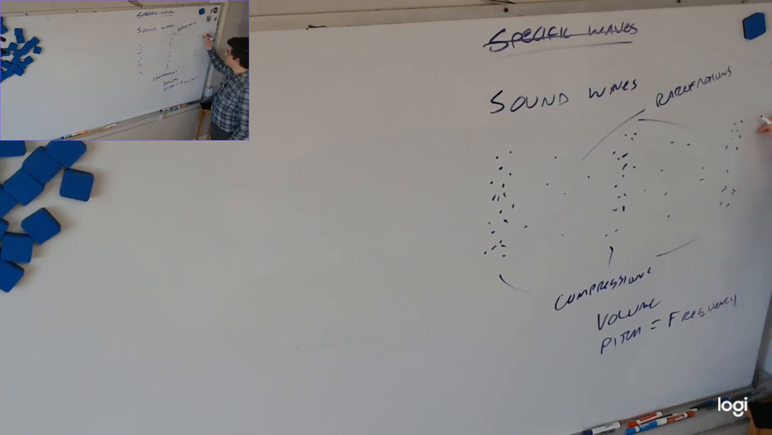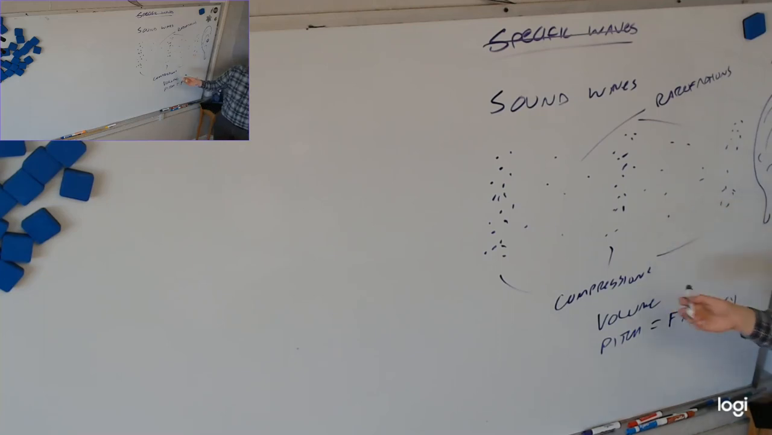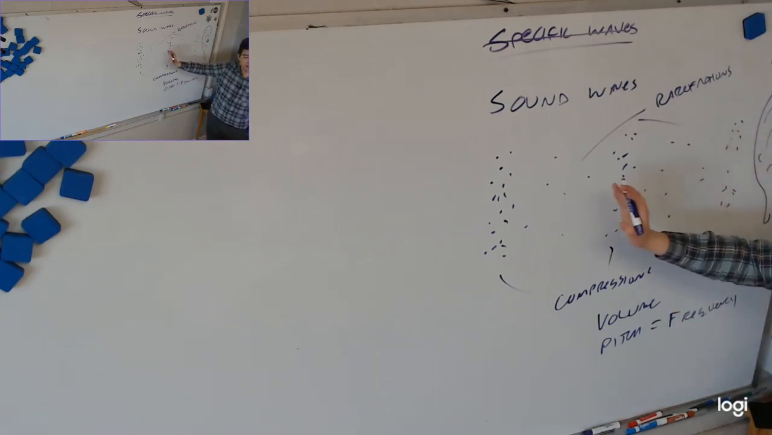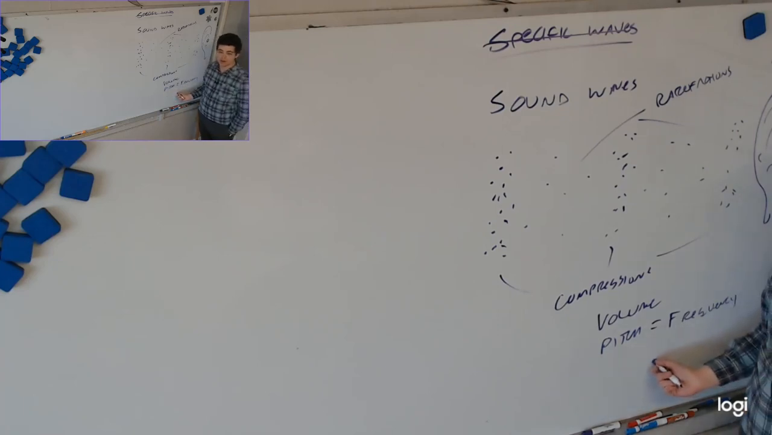If this is your ear, the faster these waves come into your ear, the higher the pitch you hear. So when your mom shrilly yells at you, "come clean up this mess," that's a high pitch noise, and it's high frequency. More of those sound waves hit your ear each second. When your dad yells, "boy, you better get in here," that's lower pitch, and fewer of these hit your ear every second. Because pitch is frequency. The more of these that go by a certain point in a given time, the higher the pitch of the sound.